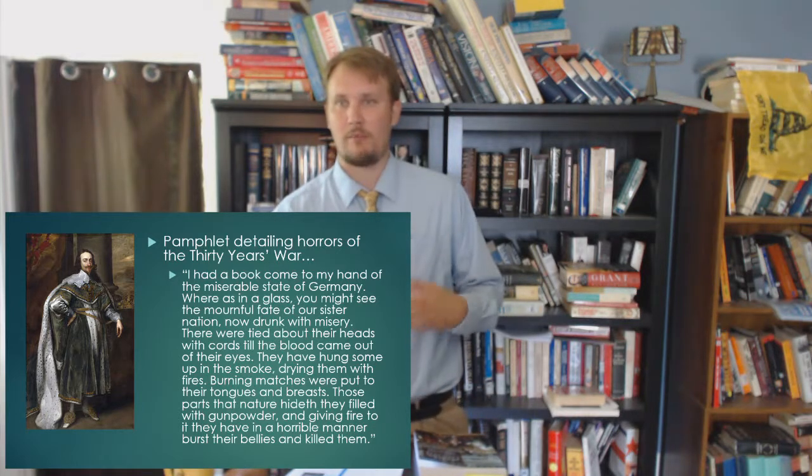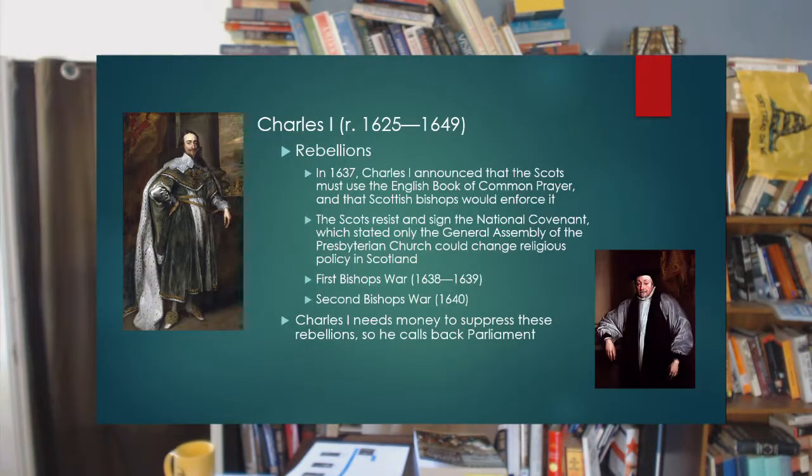So basically this is a pamphlet talking about how Catholics are treating Protestants in Germany, and Englishmen are worried that this is going to happen in England. In 1637, Charles I tries to force Scotland to change their religious makeup. The Scots revolt. There's a series of wars, the First and Second Bishops' Wars.